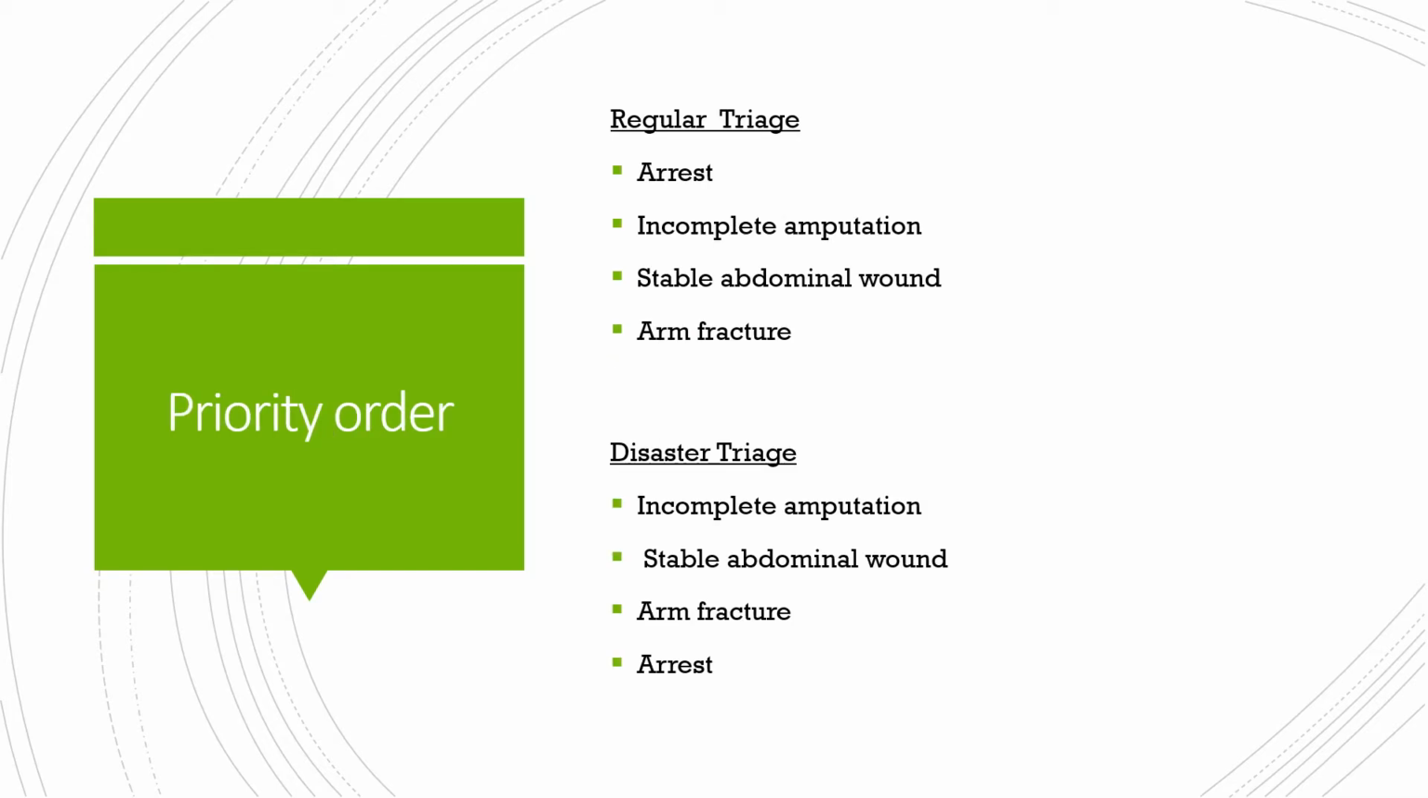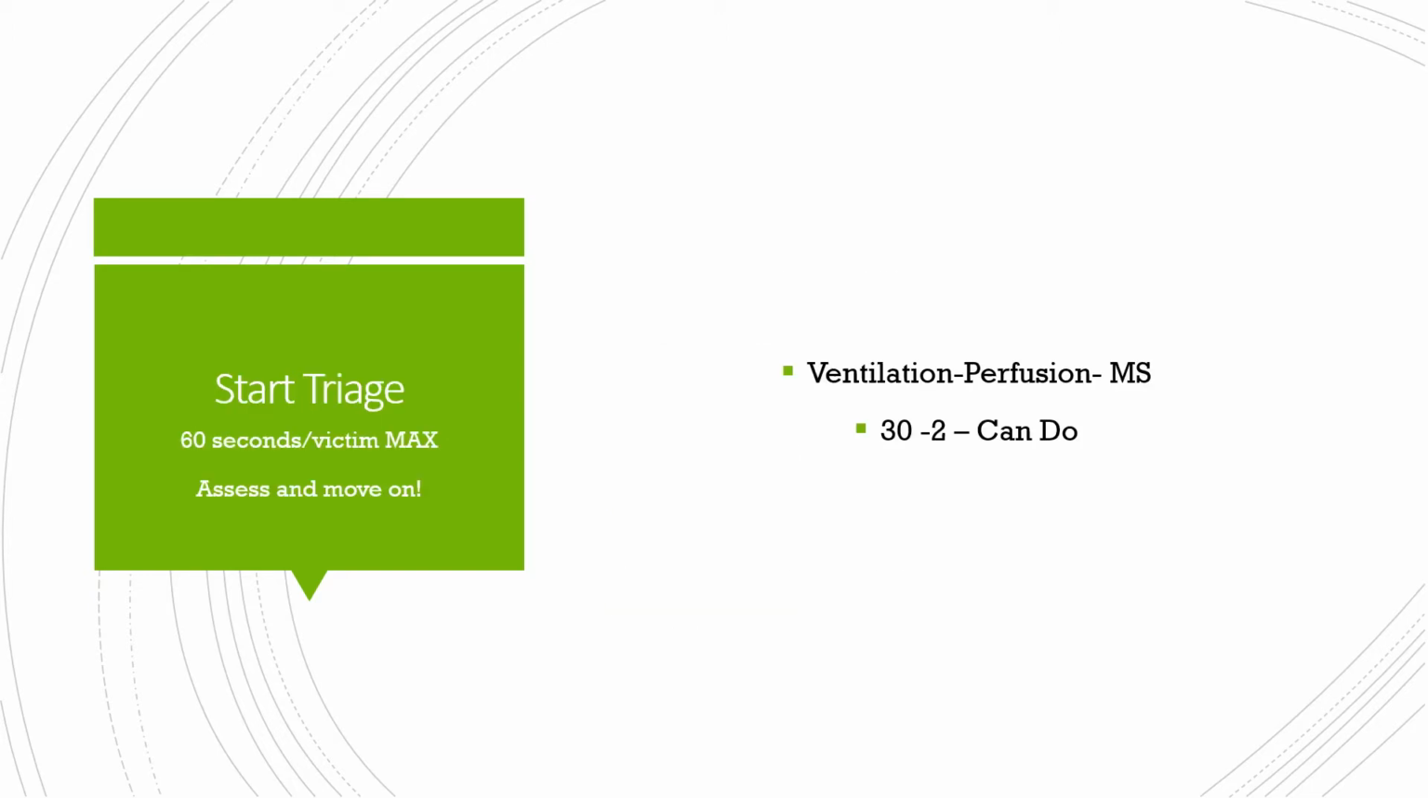So here's an example of triage. In regular triage, the cardiac arrest person would be first, which makes sense. They're worst off. Then the incomplete amputation, then the stable abdominal wound, and then the arm fracture. And then in a disaster triage, the incomplete amputation would be first, followed by the stable abdominal wound, the arm fracture, and then someone who's cardiac arresting. And I'll show you how they come to these determinations here.